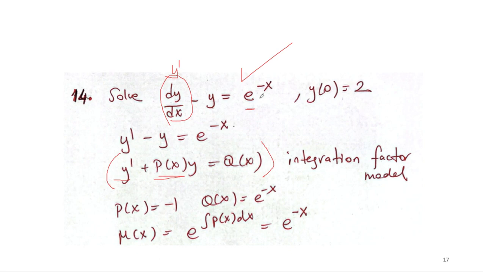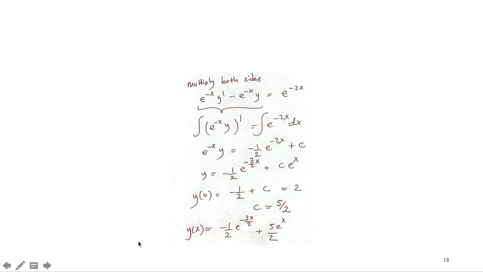For these types of problems, the integration factor method that we have seen can be applied. So you simply need to set what your p of x and q of x are, and the integration factor is mu of x, equal to e to the power of the integral of p of x dx. In other words, if we multiply both sides of the equation by this mu, e to the power minus x, the left side becomes the derivative of the product. And on the right-hand side, we have e to the power minus 2x dx.